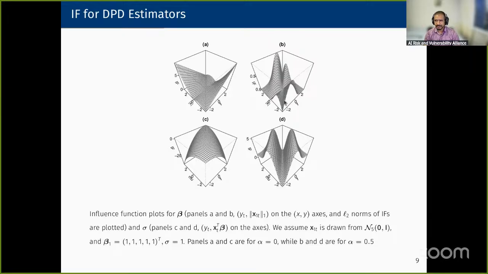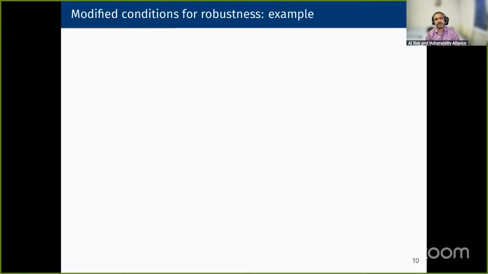For alpha equal to 0.5, they go up and then go down and become kind of constant after a certain magnitude of deviation from 0. So this gives us an idea that this is going to work as far as robustness is concerned.